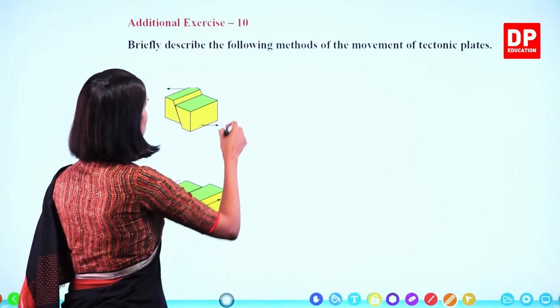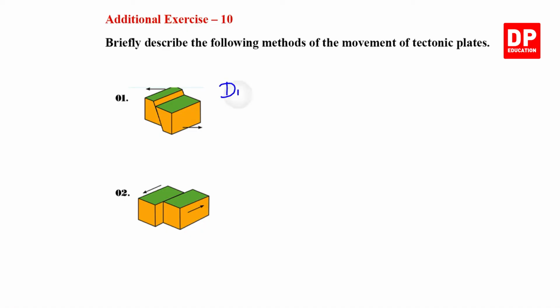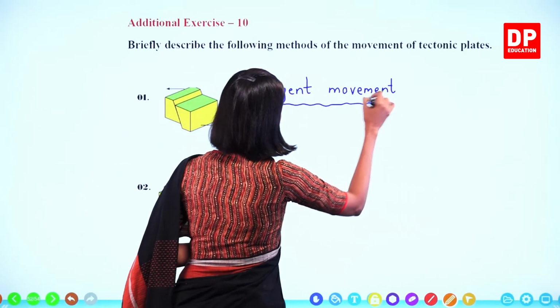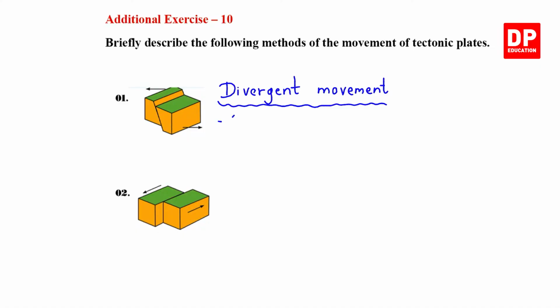So let's write: divergent movement. So what happens here? Two tectonic plates move away from each other.